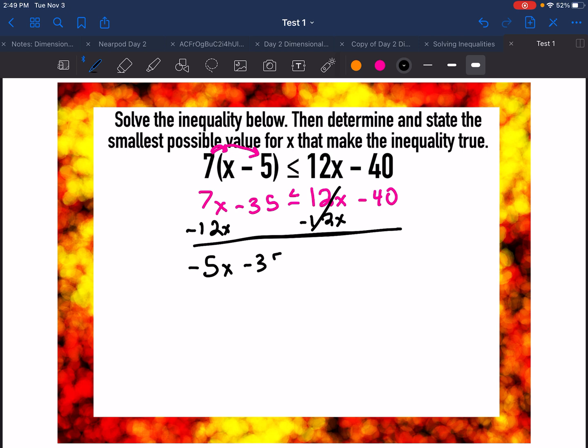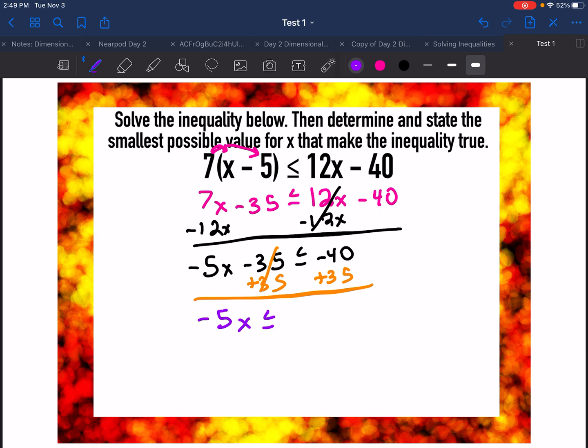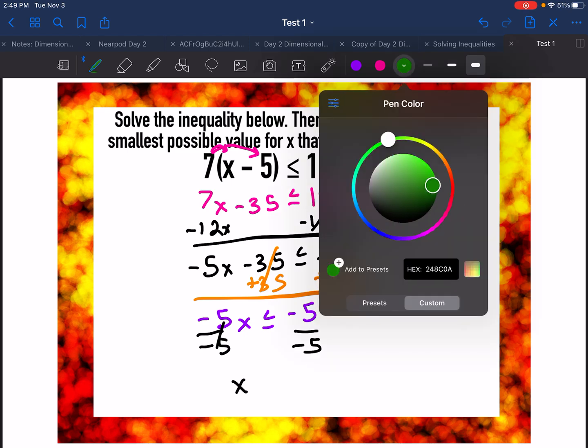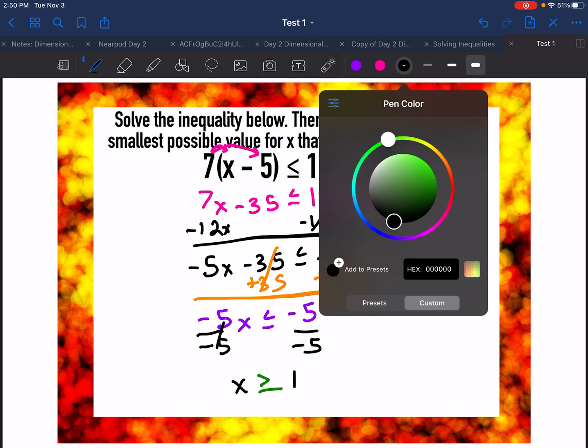Bring down -35, less than or equal to -40. I add 35 on both sides. That cancels. I bring down -5x, less than or equal to -40 plus 35 is just -5. Final step, divide both sides by -5. Whenever you divide an inequality by a negative number, you have to flip your inequality symbol, so less than or equal to becomes greater than or equal to, and then -5 divided by -5 is 1.